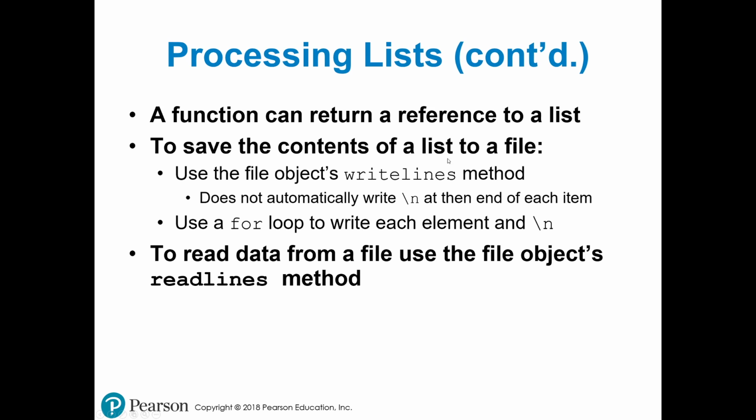To save the contents of a list to a file, we can use the file object's writelines method. This does not automatically put a \n at the end of each item. If we want to put a \n at every item, we have to use a for loop, write each element, and then \n. To read the data from a file, use the file object's readlines method. We've talked about this in the section on files.